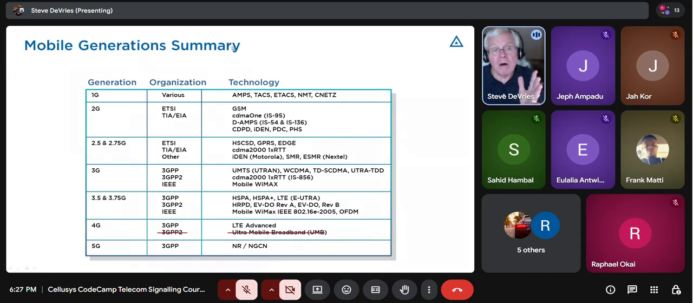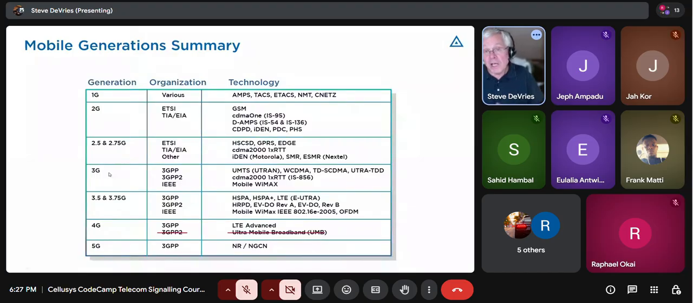So this is a summary now of the generations and who is responsible. First generation, everyone. There was all kinds of different technologies, AMPS and total access communications, enhanced total, Nordic mobile telephone, all kinds of different technologies. Second generation, European Telecom Standards Institute, and the United States was TIA, which is Telecommunications Industry Association, Electronics Industry Association. Again, all kinds of different second generation systems. There was a lot of them. This was predominant though. GSM really kind of ruled. And then you got enhanced with 2.5 and 2.75G.